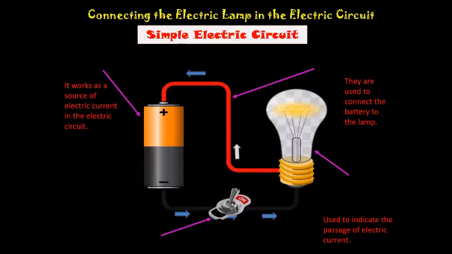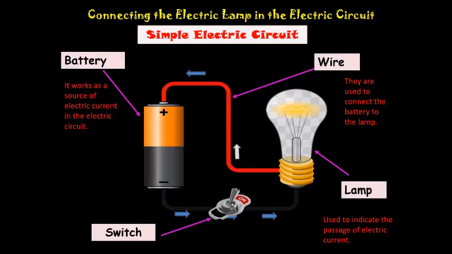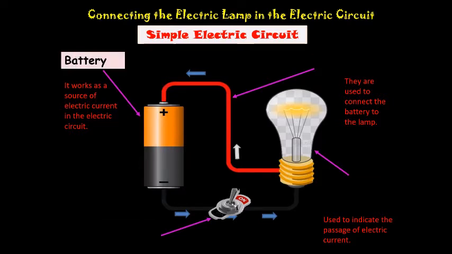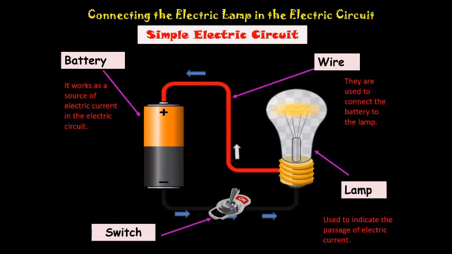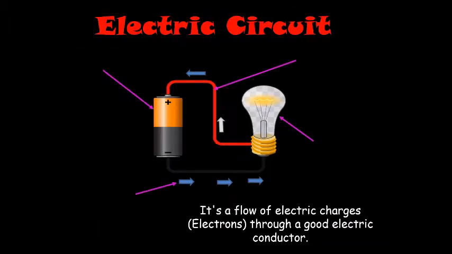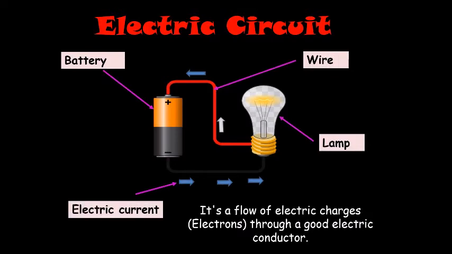For an electric circuit you need a battery, wires, a lamp and a switch. The battery works as a source of electric current in the electric circuit. The wires connect the battery to the lamp, and the lamp is used to indicate the passage of the electric current. And the switch will close and open the circuit. So, the electric current is a flow of electric charges or electrons through a good conductor of electricity.